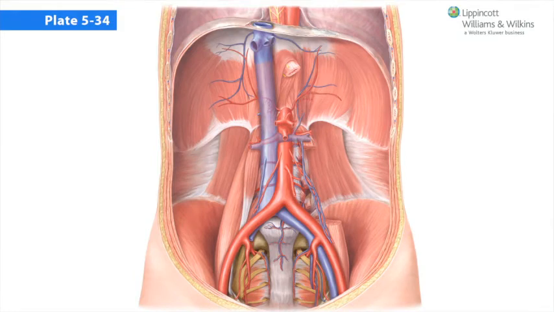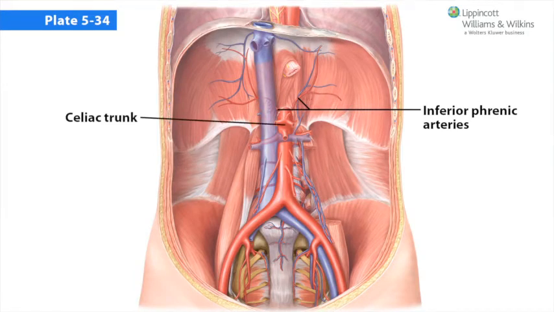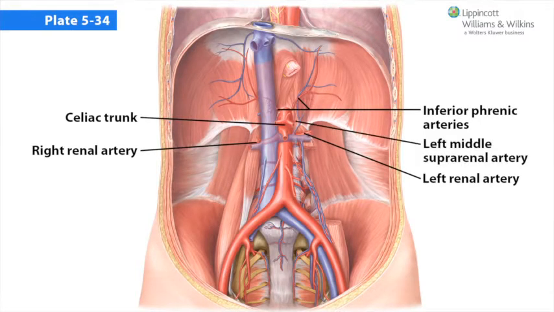The paired branches of the abdominal aorta are the aforementioned inferior phrenic arteries, which usually arise independently from the aorta, but may be branches of the celiac trunk, the renal arteries and middle suprarenal arteries, which will be described shortly, and the gonadal arteries, which supply the testes or the ovaries. The gonadal arteries are called the testicular arteries in the male and the ovarian arteries in the female. They usually arise from the aorta at the level of the second lumbar vertebra.